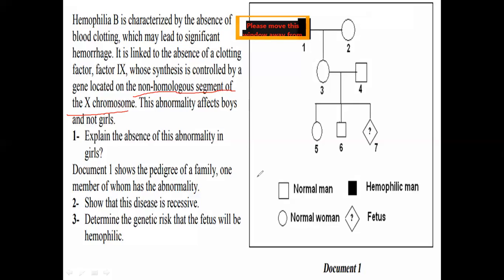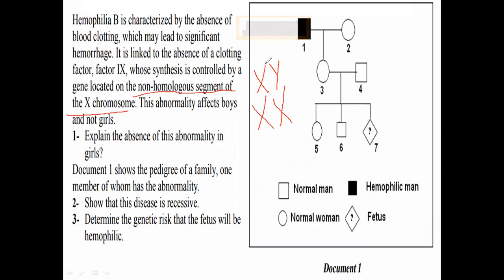Why doesn't it appear in girls? First of all, a male has X Y, so he has one X. However, a female has two X. So in a male, it appears in only one copy, since he has only one X chromosome. However, in the female, it should have two copies in order to be expressed, whether it's dominant or recessive, first of all.